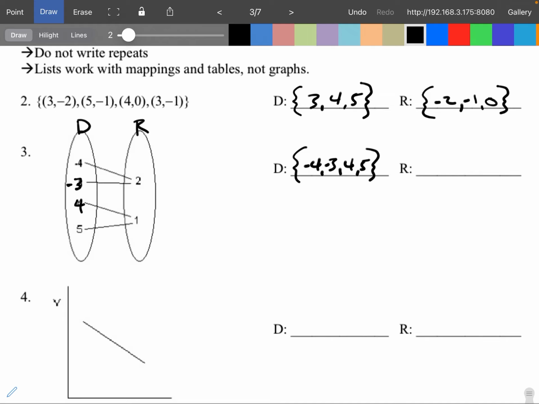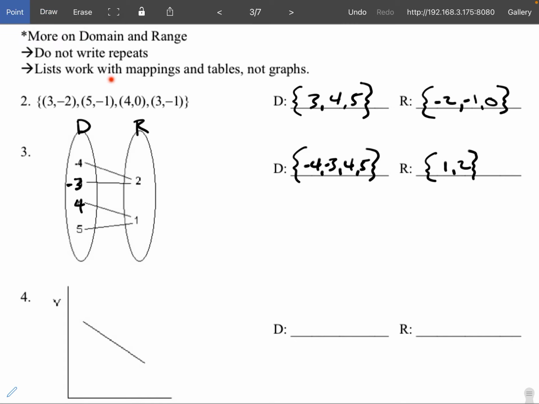So what do we got? Again, putting them in numerical order, we got -4, -3, 4, and 5. And then for the range, somebody raise their hand, what's the range? Anybody? Yeah, just 2 and 1. I'll put them in numerical order, so we got 1 and 2.